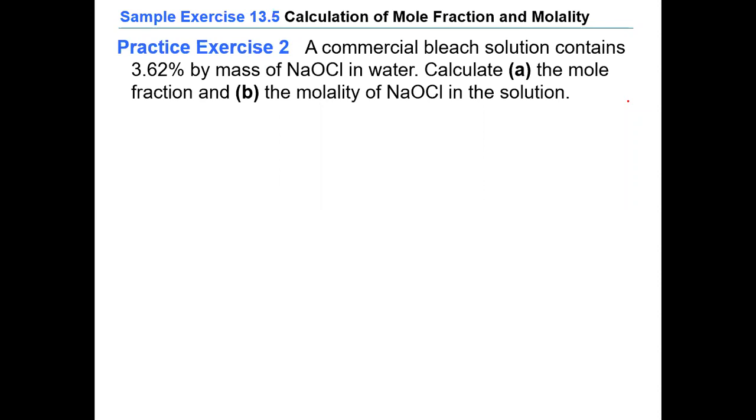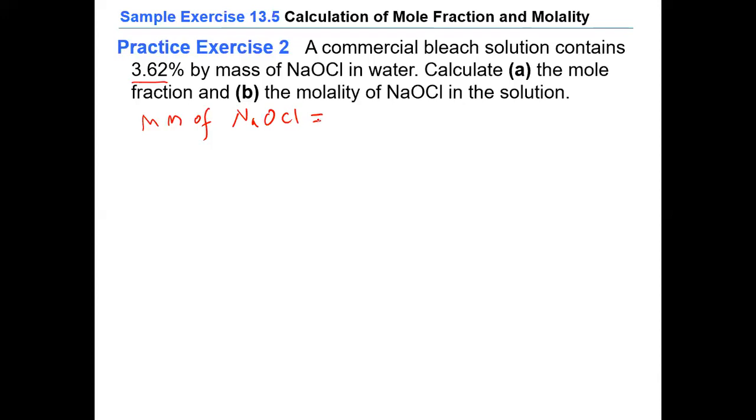To do this problem, you need to know that for the first part, you want the mole fraction. So you have to find the moles of both our solute and solvent. Therefore, you need the molar mass of both of them. But right now, we're given percent by mass. Remember, to find the moles of something, you need the mass of something.